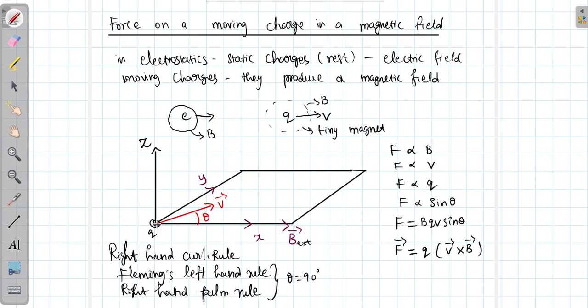Therefore, in this case, the force is in the negative z axis. Force in negative z axis for this particular diagram. Direction of force: suppose I take B in the y axis for this particular case, then the force will be in the positive z axis.